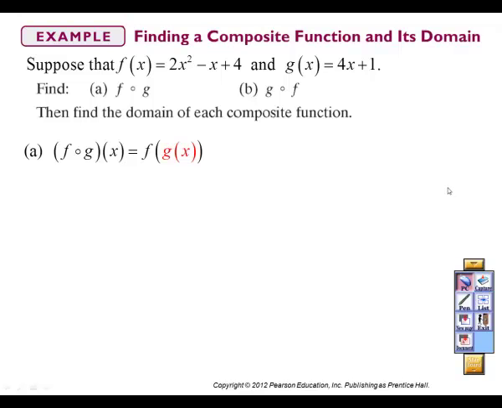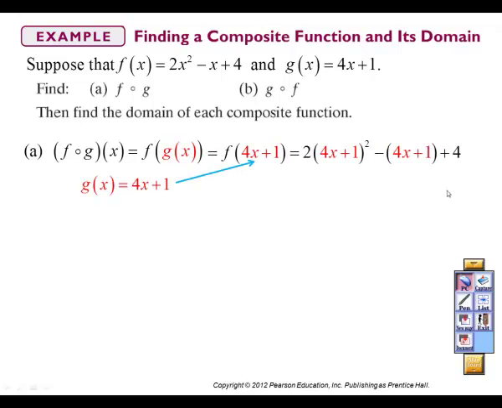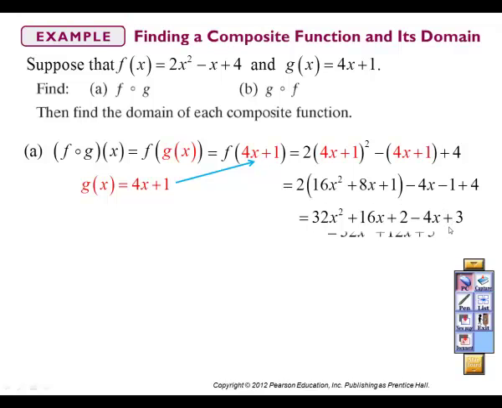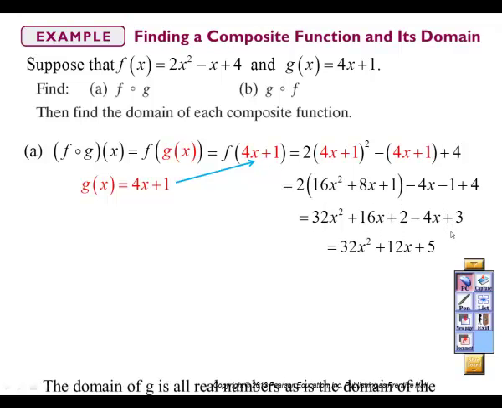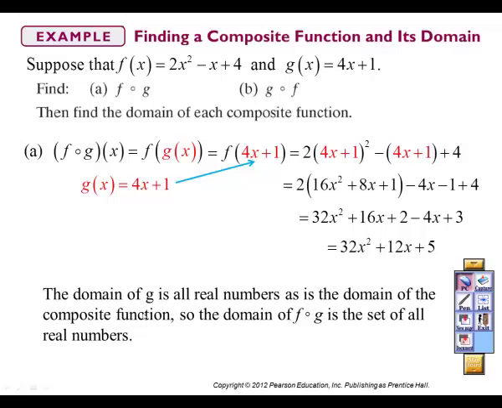Okay, and so that's our g of x. Substitute g of x in for f of x. Okay, and we got that. And so we can say the domain of g is all real numbers. Domain of composite function f of g is also the set of all real numbers.